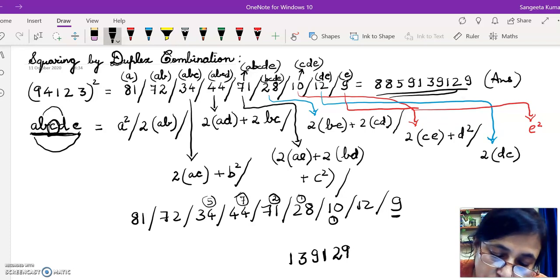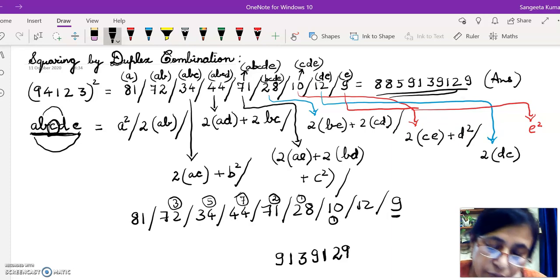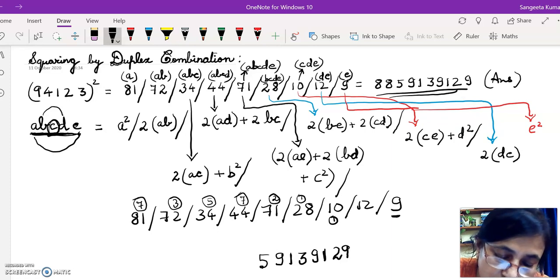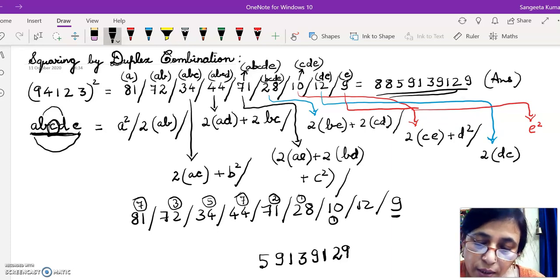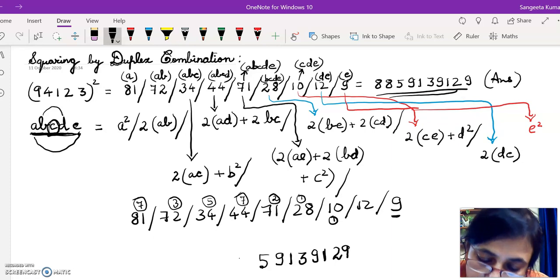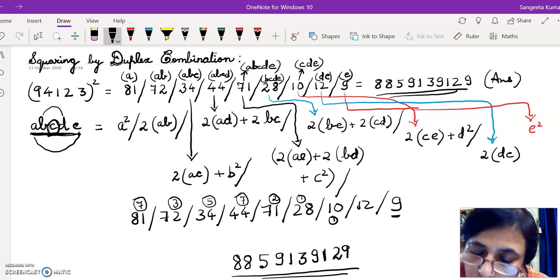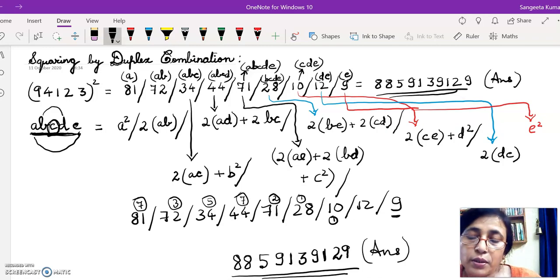5 moves on to the next part. 34 plus 5 is 39. 9 we write down and 3 is carried to the next part. Then 72 plus 3 is 75. So we write here 5. 7 is carried to the next part. And then 81 plus 7 is 88. So this is how we calculate the square of a 5-digit number within few seconds.